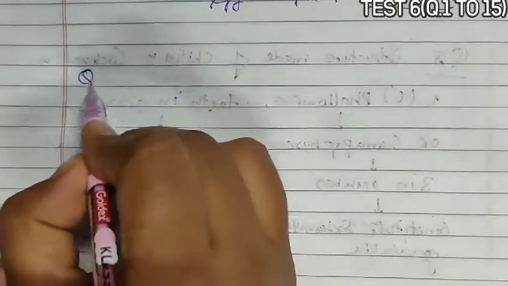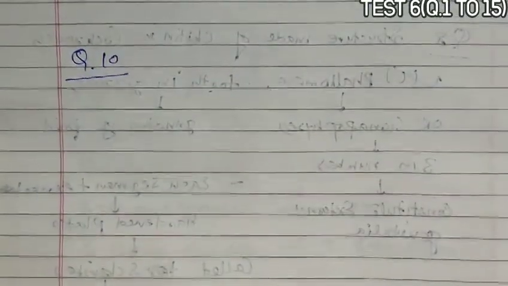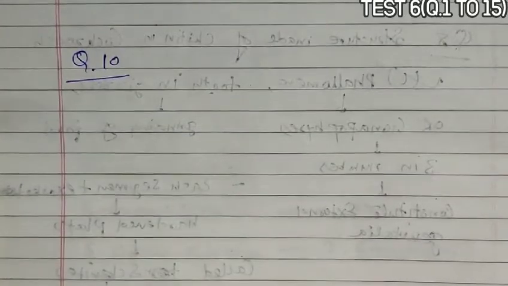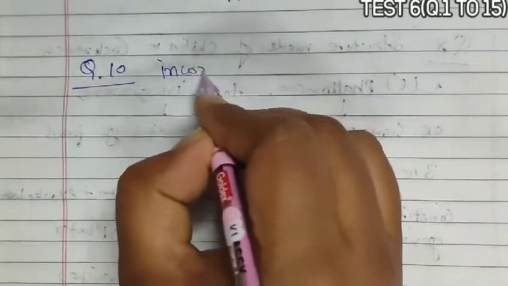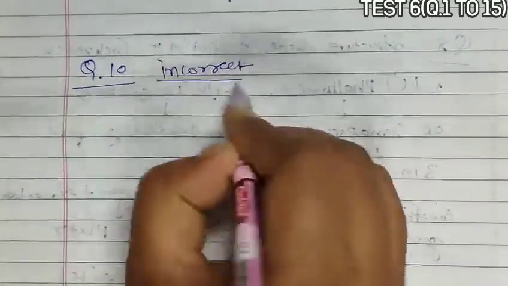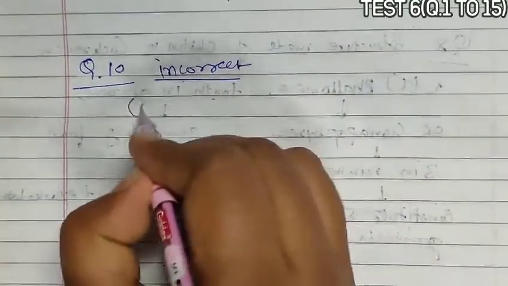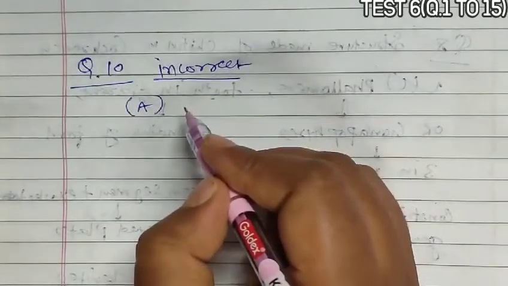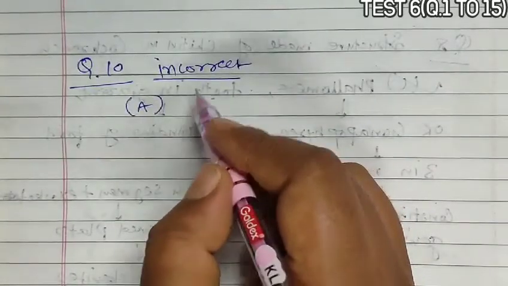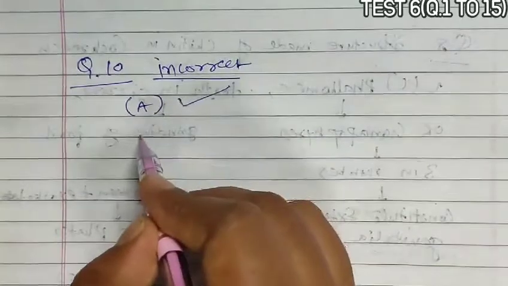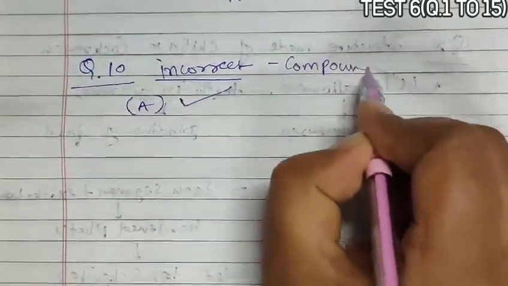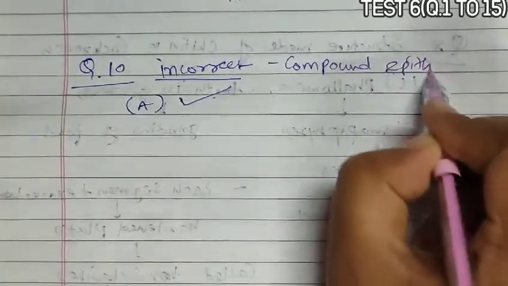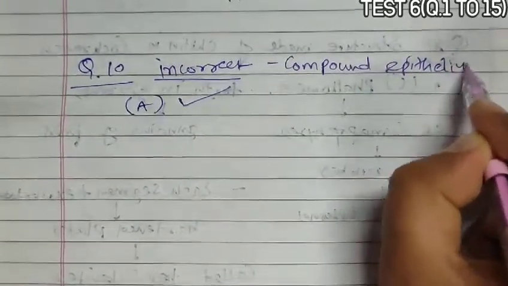Next, question 10. Question 10 asks that select the incorrect statement or option for a compound epithelium. So again we have to select the incorrect statement. Now, statement A is given that it is made up of more than one layer of cells. So it is correct. It is a compound epithelium, and if it is a compound epithelium, it is multi-layered.